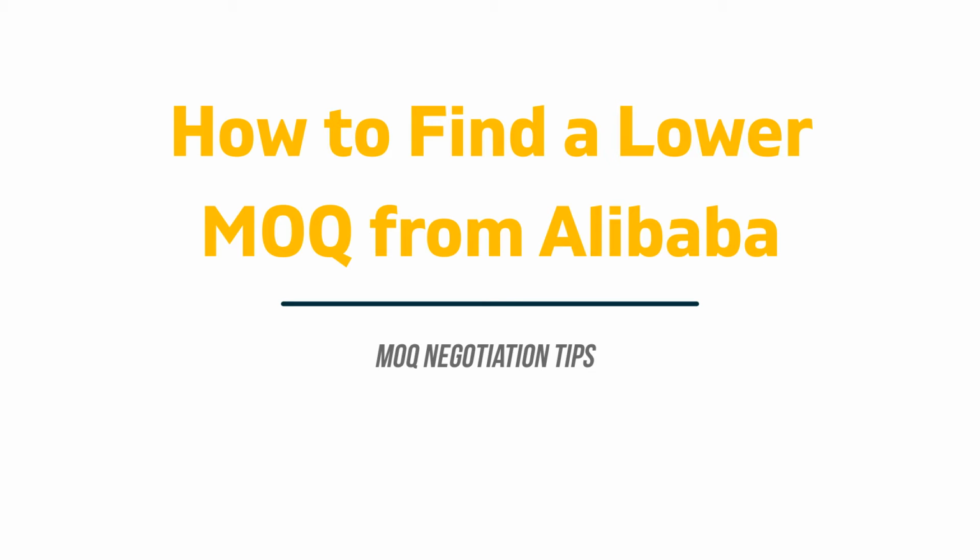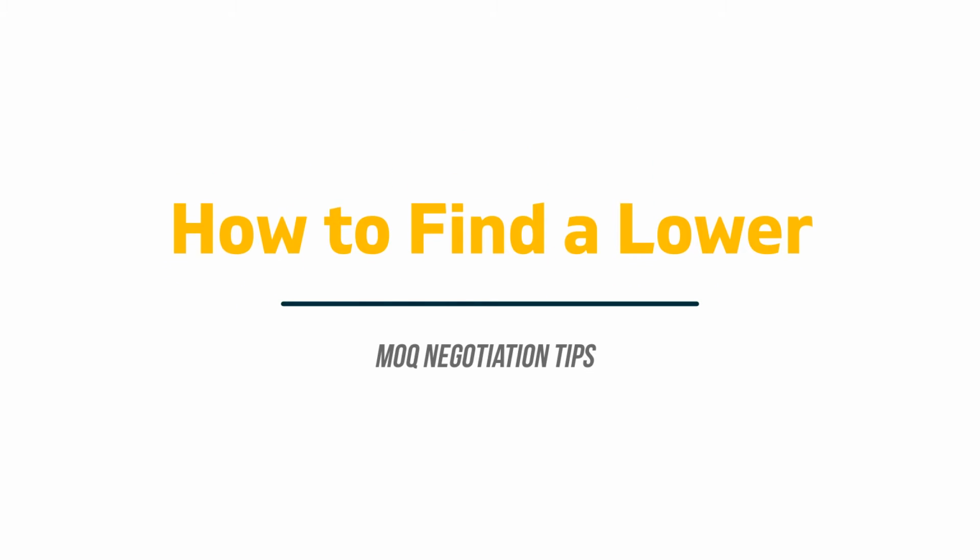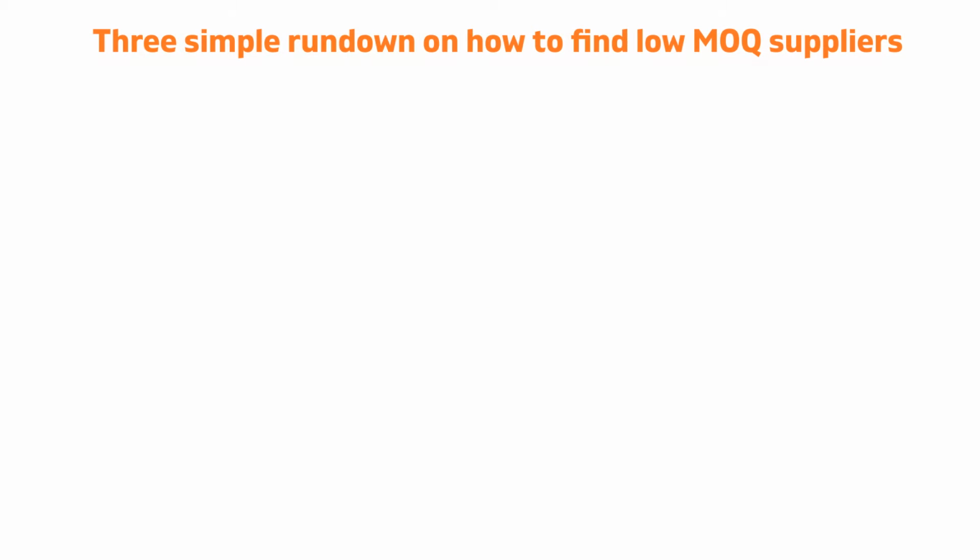If you are a buyer looking for low MOQ sellers on Alibaba.com, you are in luck. It is possible to find sellers with minimum order quantities as low as 5 or 10 units per order. Here is a simple rundown on how to find low MOQ wholesale distributors on Alibaba.com.